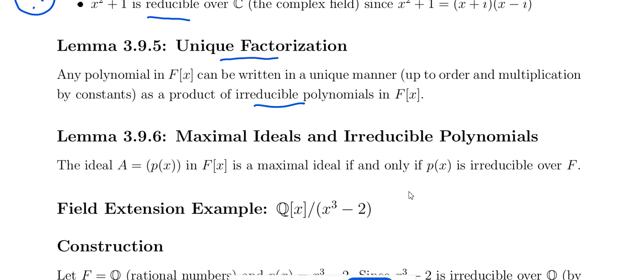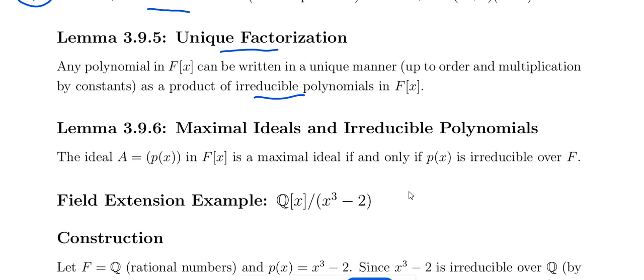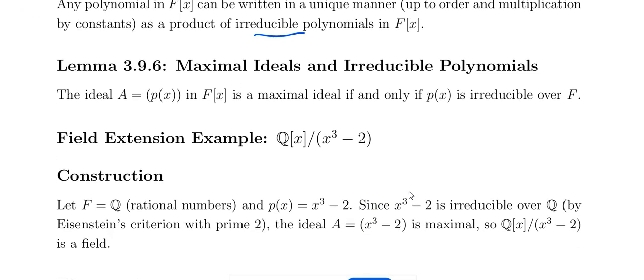Okay, and maximal ideal and irreducible polynomial. The maximal ideal we have already discussed: the ideal generated by some element of F of x, that means A equal to the ideal generated by p of x in F of x. For that to be a maximal ideal, p of x must be irreducible over F. So if p of x is irreducible over F, this is called the maximal ideal. Very simple definition.